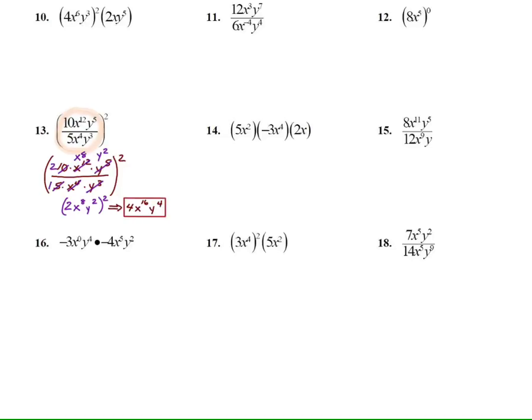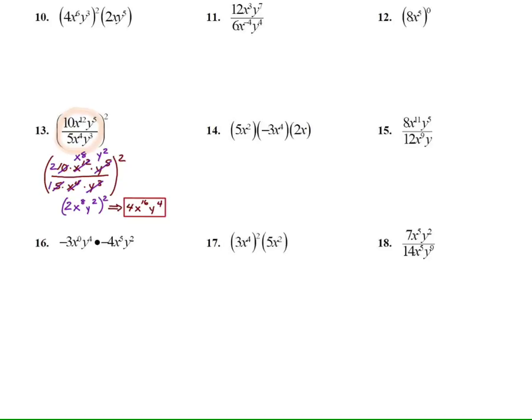So 2 squared is 4, x to the 8th squared, you would multiply the exponents, and y squared would be y to the 4th. We have a tendency to call that like 4x to the 10th y to the 4th, but remember, you multiply the exponents when you raise a power to a power.